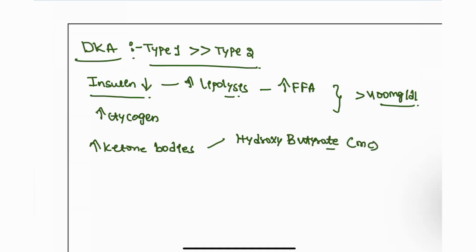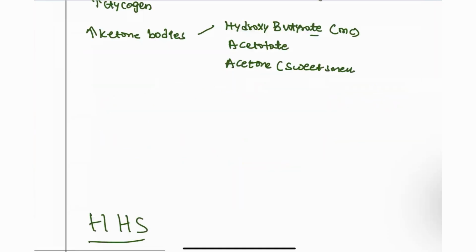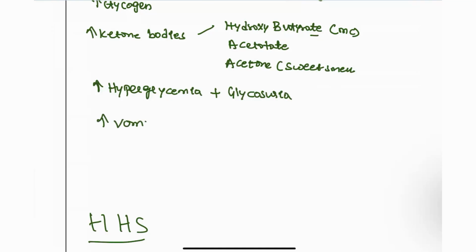And also acetoacetate and acetone. Okay, this is responsible for the sweet smell in this patient. These are the effects that are going to happen. So what happens here? There will be an increase of the hyperglycemia, right? More than 400, and along with that, the patient will be having glycosuria, because more and more glucose is going to remove the water along with it, and there will be increased vomiting. Okay, and high anion gap metabolic acidosis will be seen here.